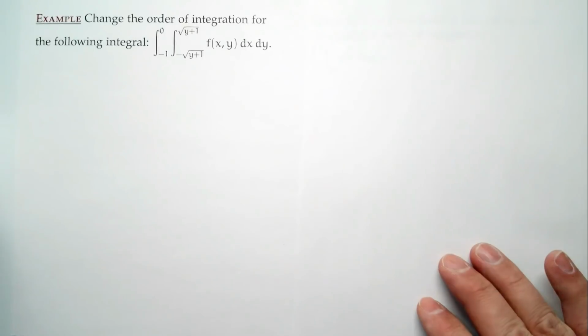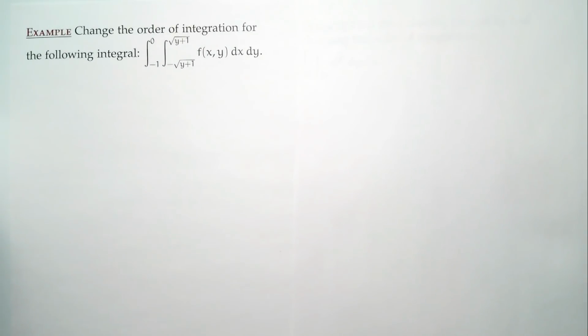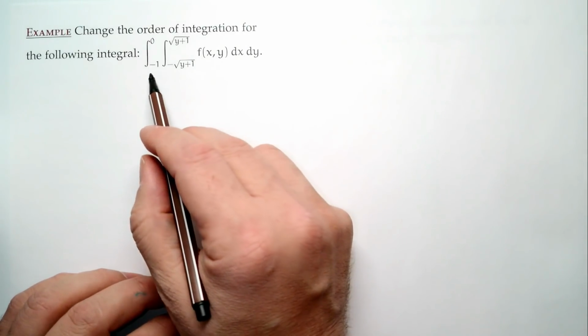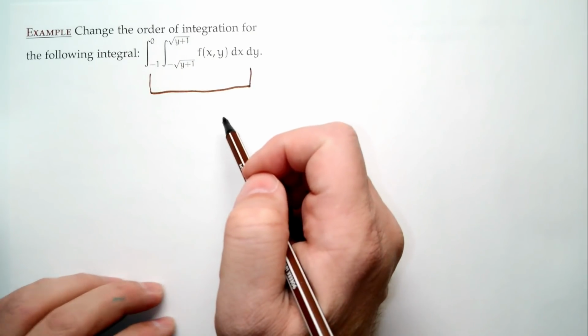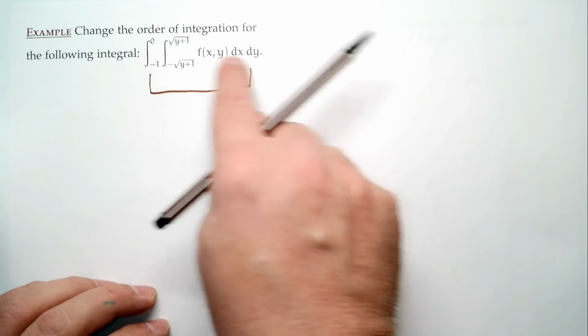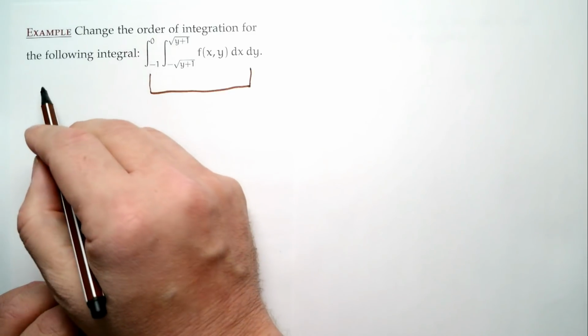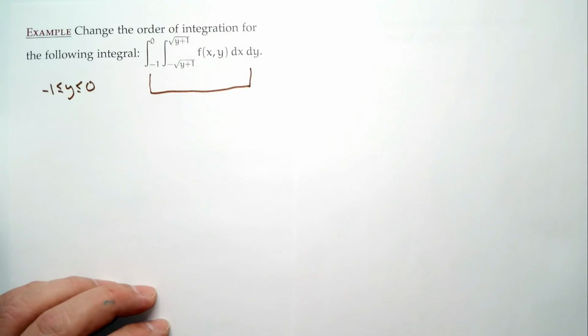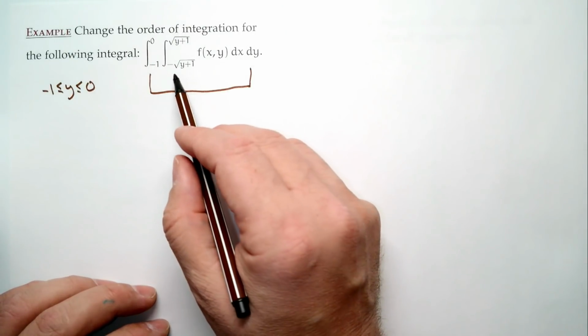So, change the order of integration for the following integral. Integral from -1 to 0, integral from negative square root of y plus 1 to square root of y plus 1, f of xy dx dy. So we'll work the process. So the first thing is, we've got to figure out our bounds. So what does the outer layer tell us? Well, so the outer layer is with y. So -1 is less than or equal to y is less than or equal to 0. What does the inner layer tell us?